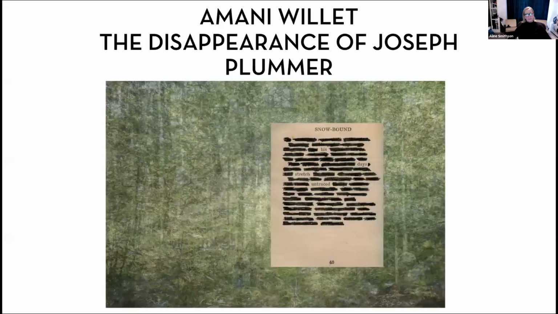The other person is Amani Willett, one of my personal photo heroes. These are from his book, The Disappearance of Joseph Plummer. So he's using a multiple exposure photo in the background, but he has laid on top a book called Snowbound. This whole project is about a hermit that lived on his father's property at the turn of the century in New Hampshire. But he has redacted this poem down to just a few words. So redaction is also a really interesting way you can redact your photograph, you can redact text. So what's left is his days stretched untraced.